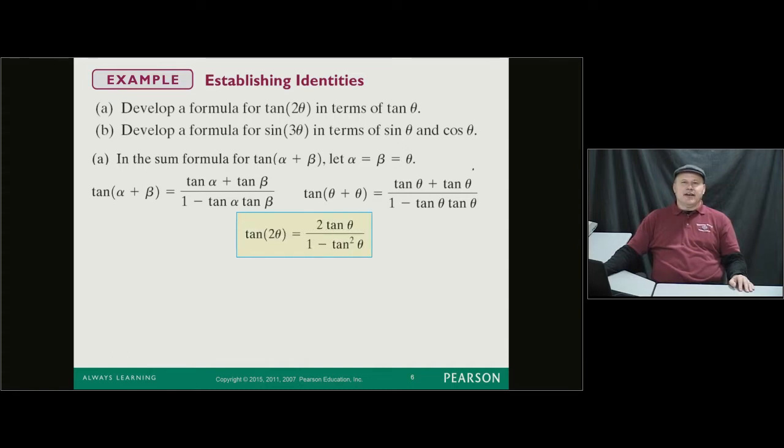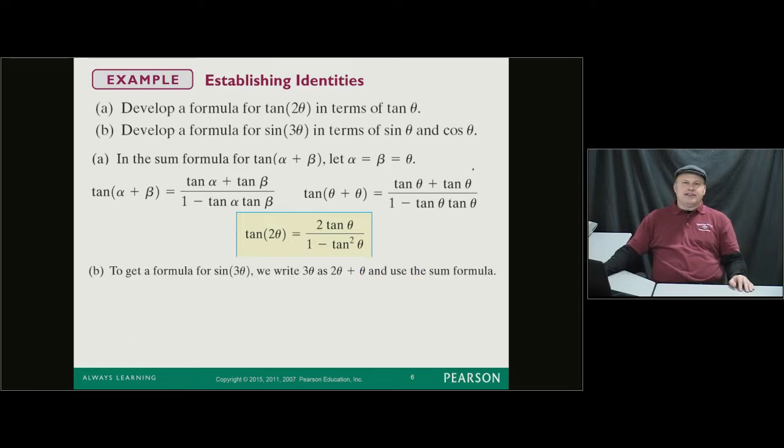So the tangent of 2 theta is 2 tangent of theta, because tangent of theta plus tangent of theta on top is 2 tangent of theta. And 1 minus the tangent of theta times tangent of theta is tangent squared of theta on the bottom. So that's the double angle formula for the tangent. Okay, now let's look at part B.